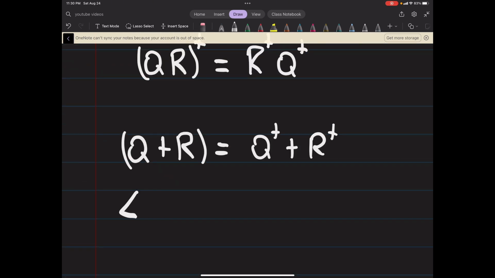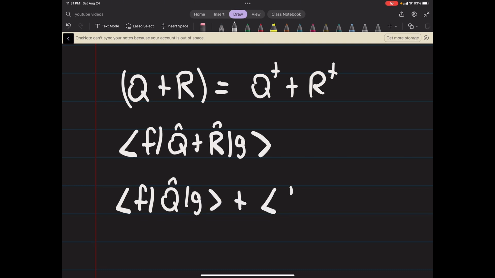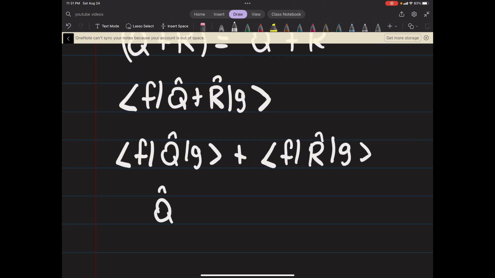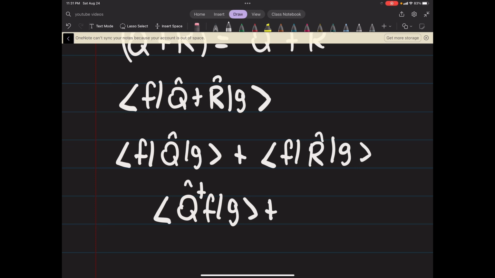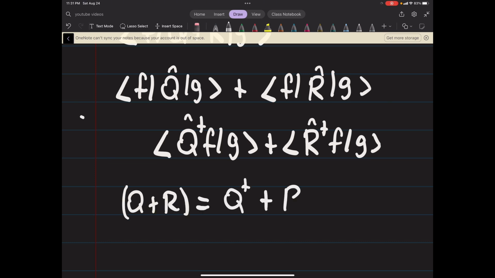So, again, we have F, Q hat plus R hat, and then we have our G, and then we can break this into a couple different ones here. I'm breaking this up into two expectation values, and then of course this will get you Q dagger on F, G plus R dagger on F, G. So the Hermitian conjugate of Q plus R is just going to be Q dagger plus R dagger.